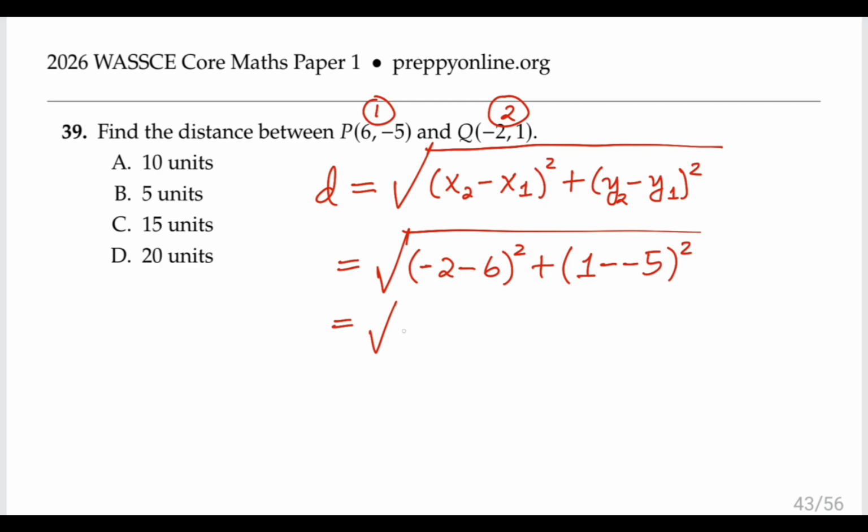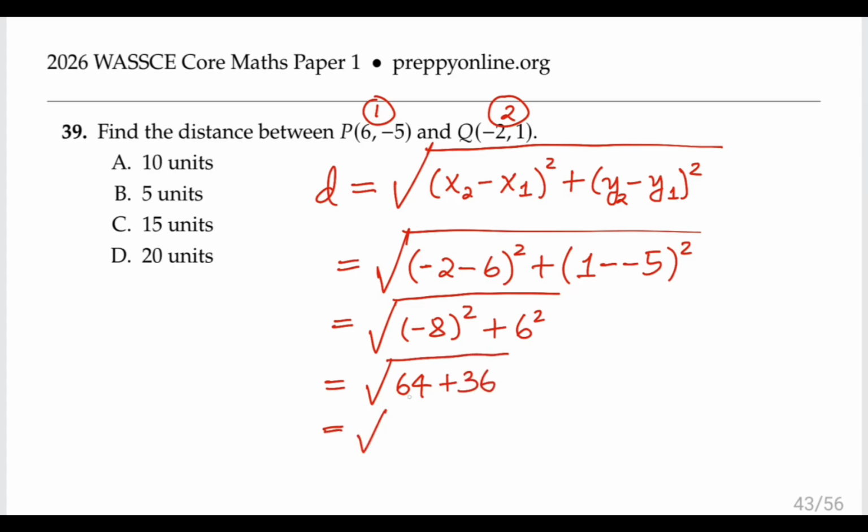-2 minus 6 is -8. So we square that. And then 1 minus -5, that becomes 1 plus 5, that's 6. So we have 6 squared. And this is equal to (-8) squared is 64. 6 squared is 36. So we have the square root of 64 plus 36 is 100. So the square root of 100 is 10. So that gives our answer as A.